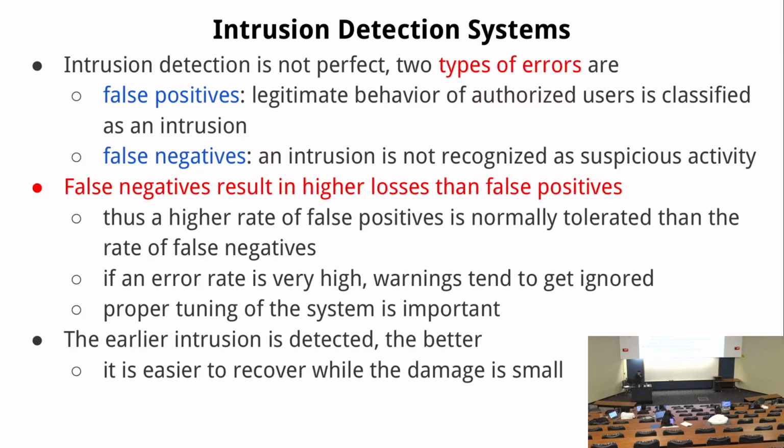So if your IDS doesn't do anything, then the false negative rate is actually still very, very low, right? 1 out of a million. That's the false negative rate. You only reported one wrong. But just that 1 out of a million false negative rate will bring down your server. Okay. So as a defender, false negatives usually result in higher loss than false positives.